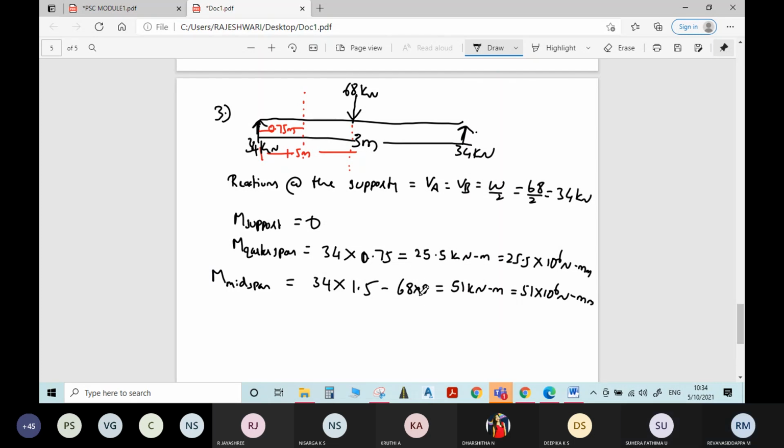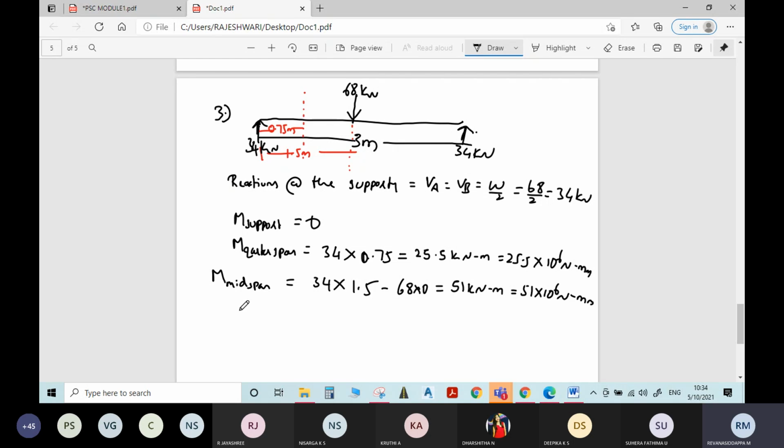Yes, sir. Or else, if you have any confusion, directly apply WL by 4. The moment of a concentrated force acting at the center of the span is always WL by 4. If you calculate, you will get the same answer. But for quarter span you have to follow this procedure only.